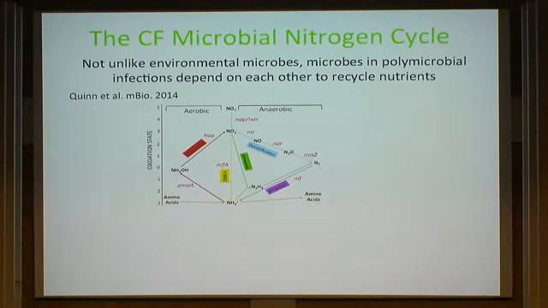Another thing I looked at was the CF microbial nitrogen cycle. Not unlike environmental microbes, microbes in polymicrobial infections depend on each other to recycle nutrients. Although it hasn't been applied extensively, this ecological approach to clinical disease really deals with the same issues that we know very well and that are very well studied in soil organisms and things like that. So this is just depicting what we know as the nitrogen cycle.